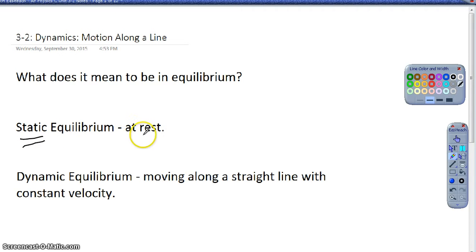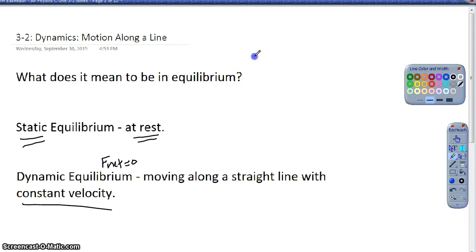But static equilibrium, again, is when objects are at rest, and dynamic equilibrium is when objects are moving with a constant velocity, because they are in equilibrium, so my net force is 0. And they are moving therefore in a straight line with a constant velocity.